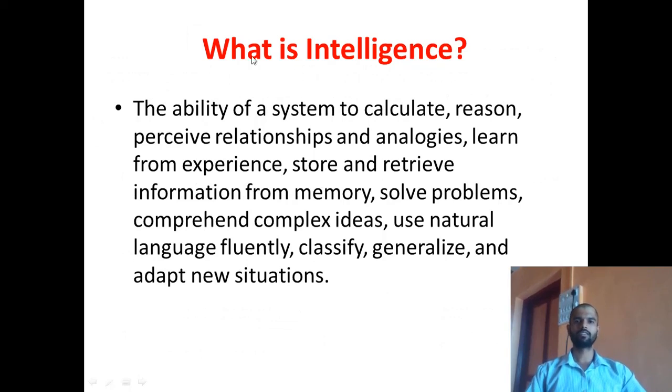So next term is intelligence. So what is meant by intelligence? In order to understand the concept of artificial intelligence, this is the basic concept, that is intelligence. This is the ability of a system to calculate, reason, perceive relationships and analogies, learn from experiences, store and retrieve information from memory, solve problems, comprehend complex ideas, use natural language fluently, classify, generalize and adapt to new situations. Okay, that means these are actually the capabilities of the human being.